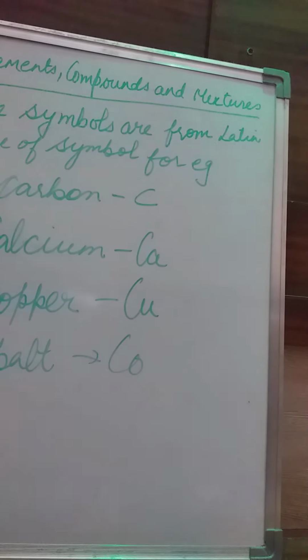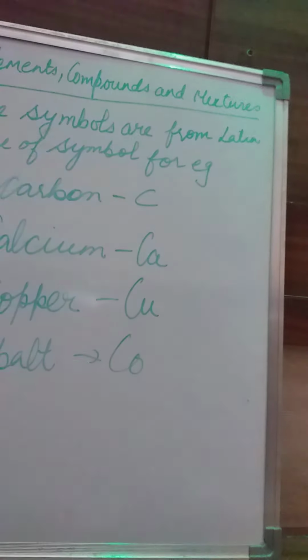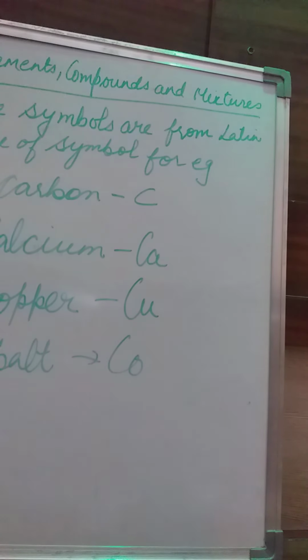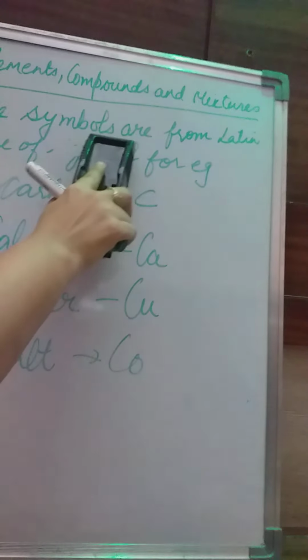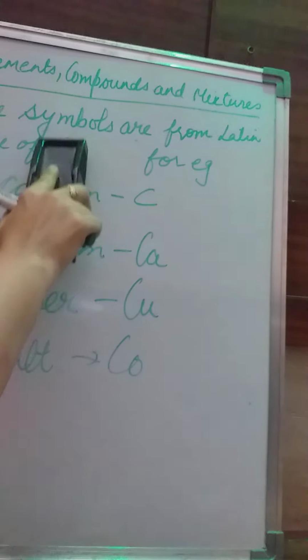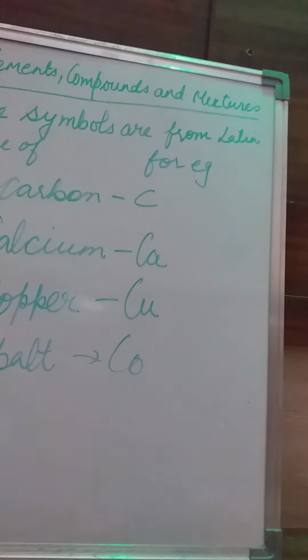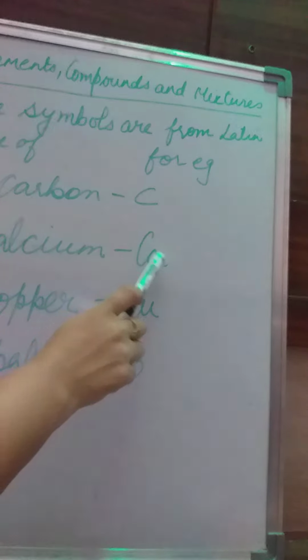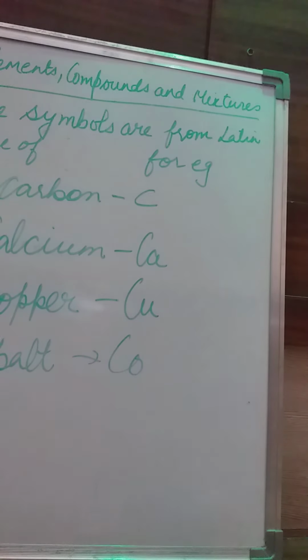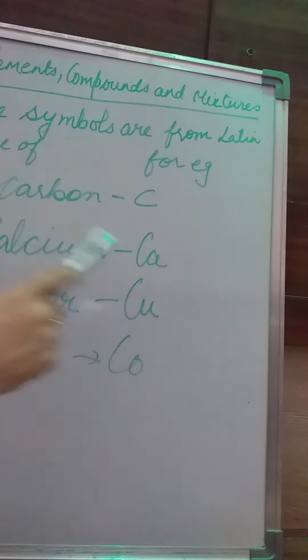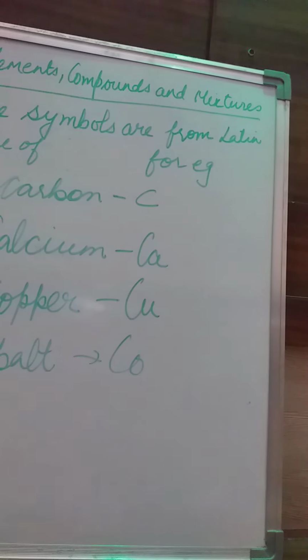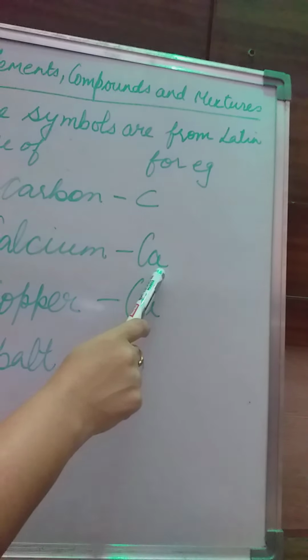Now students, some symbols are derived from the Latin name of the element. So for example, carbon. What is the symbol of carbon? It is C. What is the symbol of calcium? It is Ca, because C has already been given. This element also begins with C. So what is the method of writing the symbol? We take the first alphabet C and the second alphabet a. So students, while writing the symbol, the first alphabet should be capital and the second alphabet should be small.